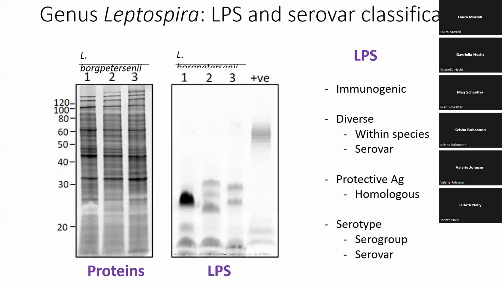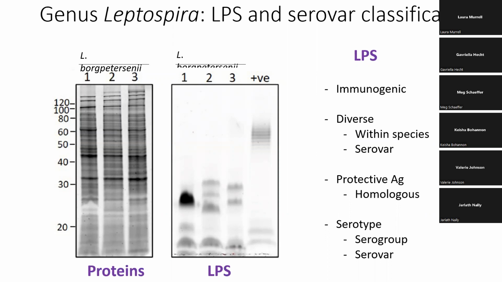But I just want to highlight the importance of not just relying on the genetic information of these species, but on the importance of the serotype. So what I'm showing you here on the left-hand side is the total protein profile of three different serovars in the species Borgpetersenii. And as you can see, the protein profiles are pretty similar. But if you look to the right-hand side of that image, we're looking at the total LPS profile of three different serovars, and you can see that that is quite different.